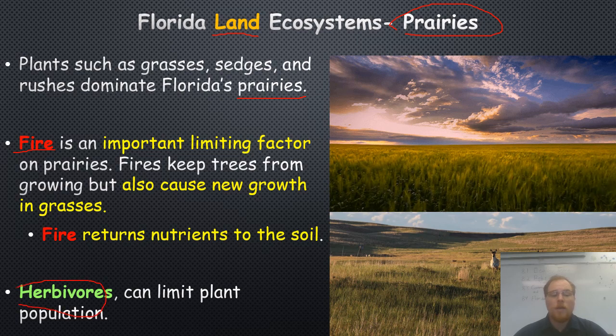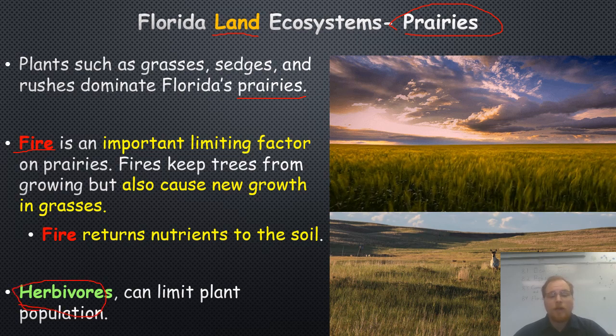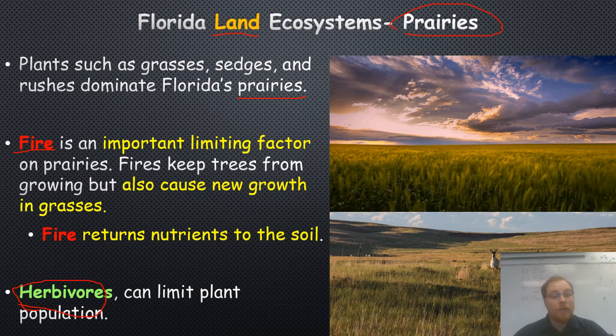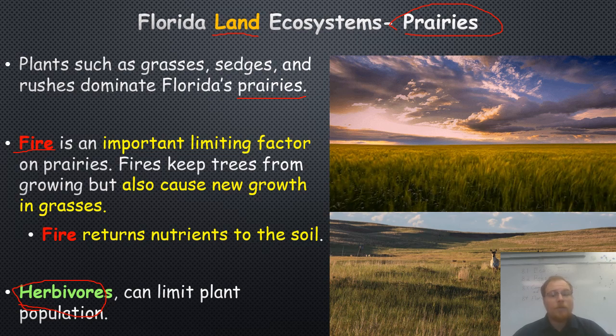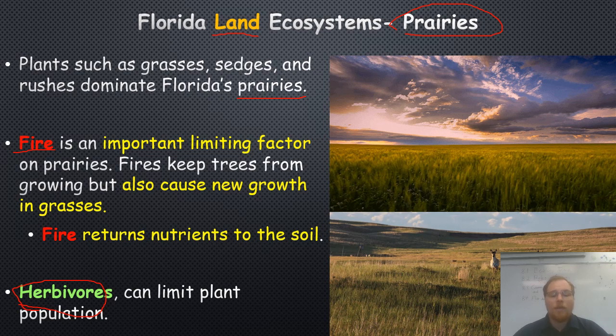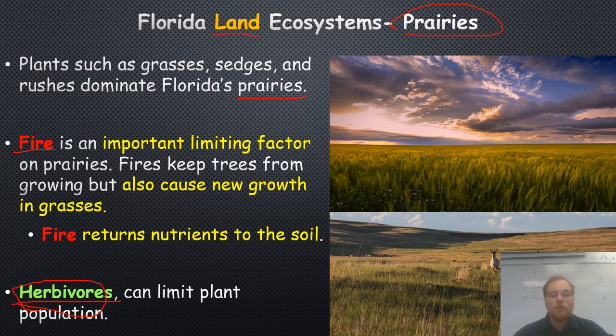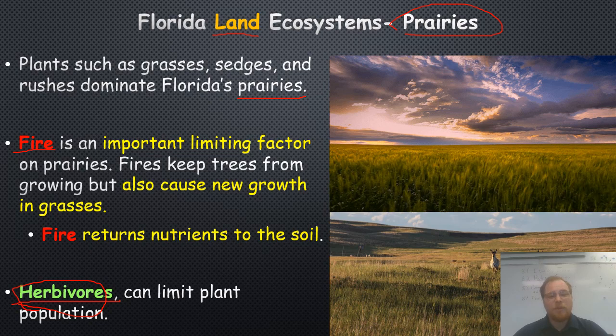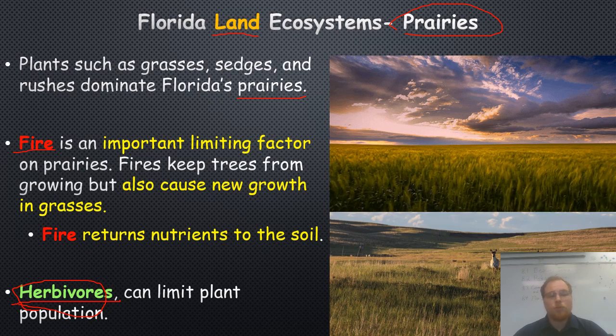Herbivores are another thing that can limit the plant population. If you have an invasive species like rabbits, they will eat and eat and eat all the plant life until there's nothing left. But normally, natural herbivores might limit the plants, but they don't absolutely destroy them.